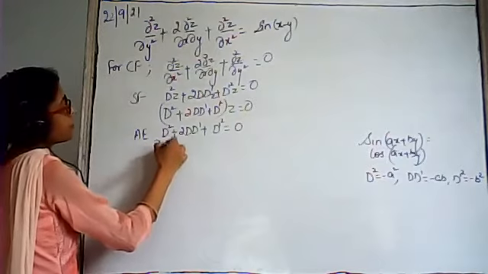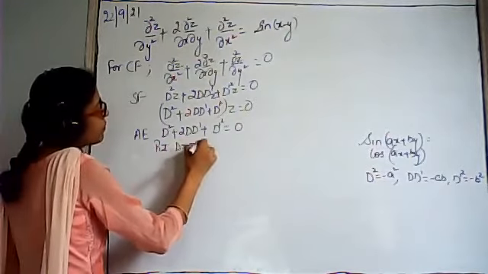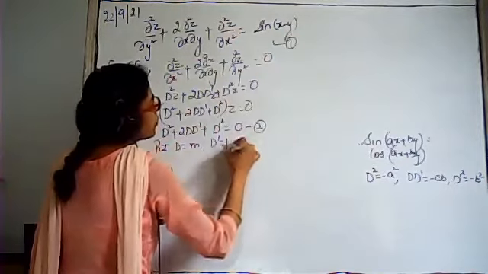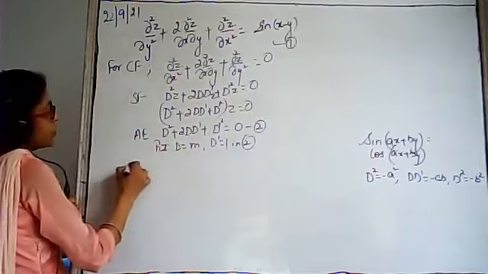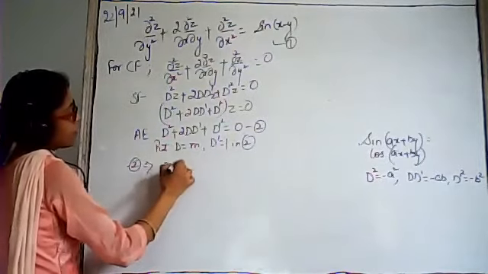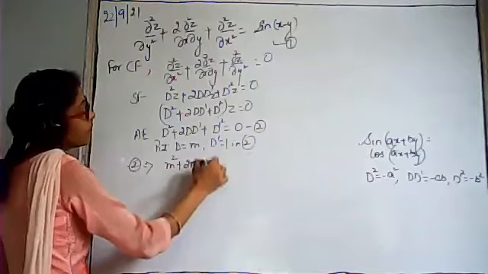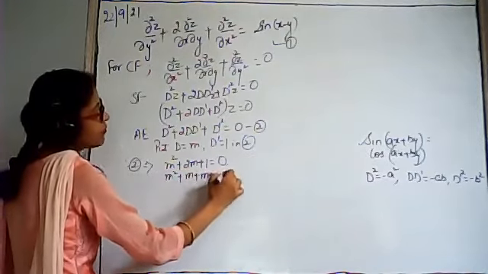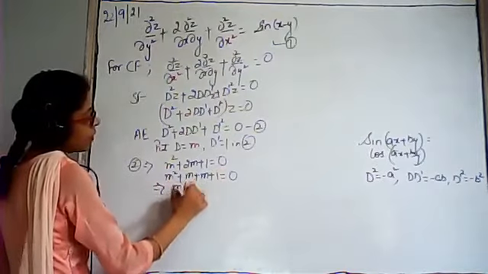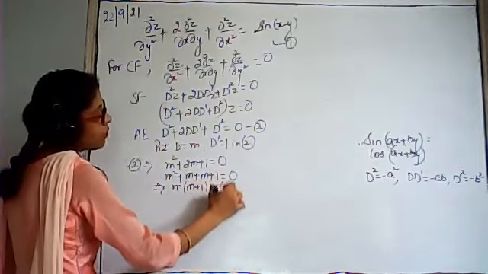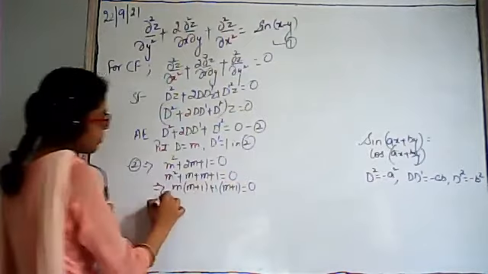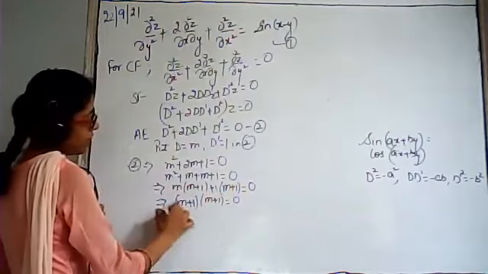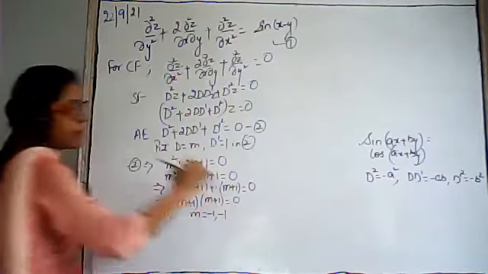After that, we have to substitute D = m and D' = 1. Let it be equation number 1, let it be equation number 2. In equation number 2, it will be m² + 2m + 1 = 0. We have to find the roots. M common, it will be m(m + 1) + 1(m + 1) = 0. M plus 1 common, inside it will be (m + 1)(m + 1) = 0, and the values of m will be −1 and −1.